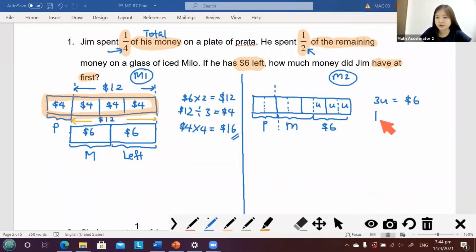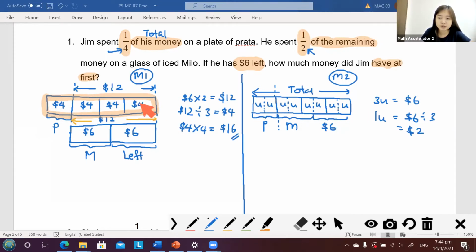You can find 1 unit, 6 divided by 3, which is $2. Okay, but now your $2 is all of these tiny small units that you found. So if you want to find out how much he had at first, total at first, how many units are you looking for? A total of? Yes, correct, 8 units.